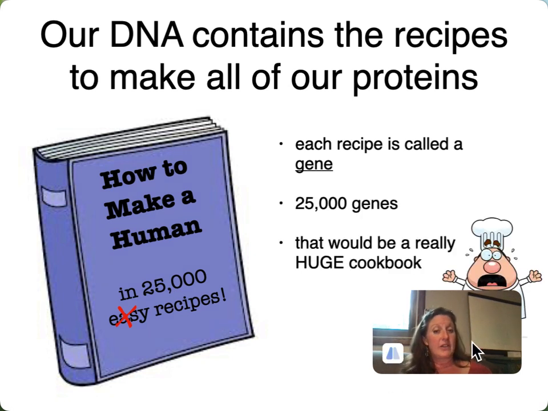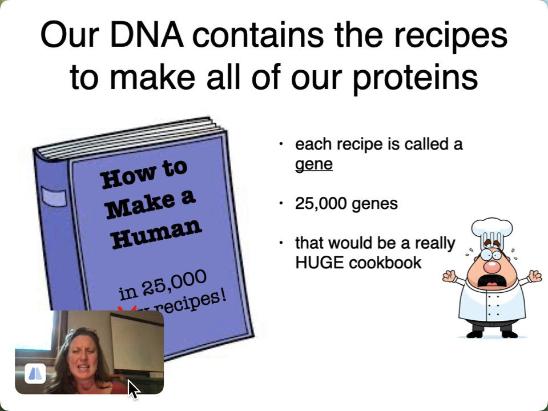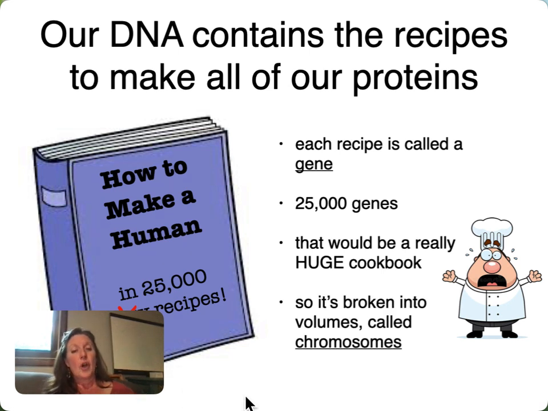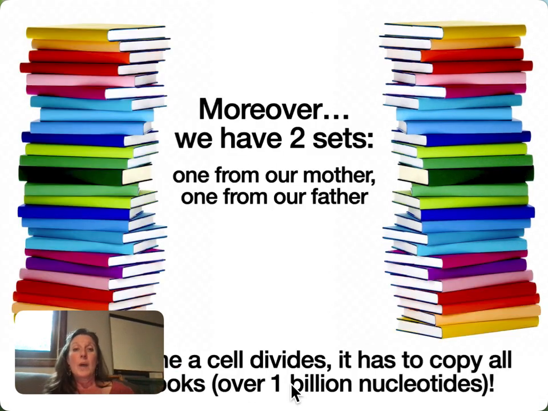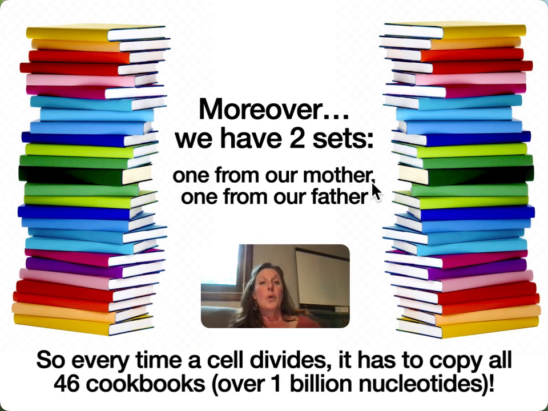We have 25,000 of them, which would make a really huge cookbook. So we break them into volumes, and each volume is called a chromosome. Now, our cells have a 23 volume cookbook. That's how many books it takes to cover 25,000 recipes. But we also have two sets. We get one set of cookbooks from our mother and one set of cookbooks from our father. So we have a total of 46 chromosomes or 23 pairs.